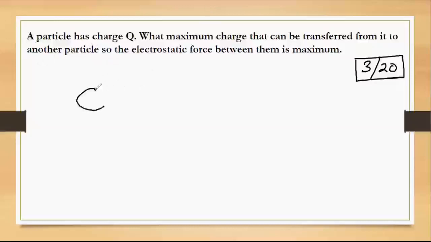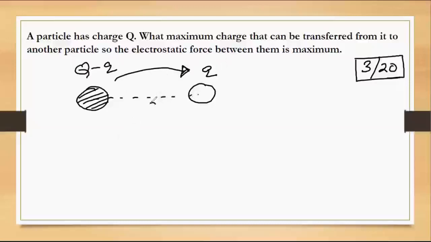Say this is the charged particle. It has charge Q, and this is another particle which has no charge initially. But what I do here, from that capital Q, say small q is transferred. So it means the first will have Q minus q charge, and the separation is say r. So what will be the force between them?